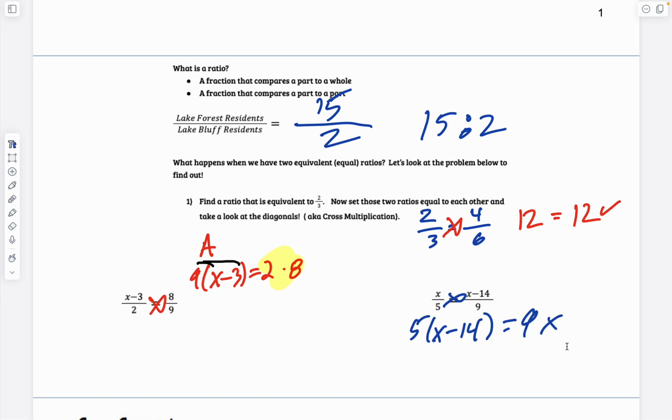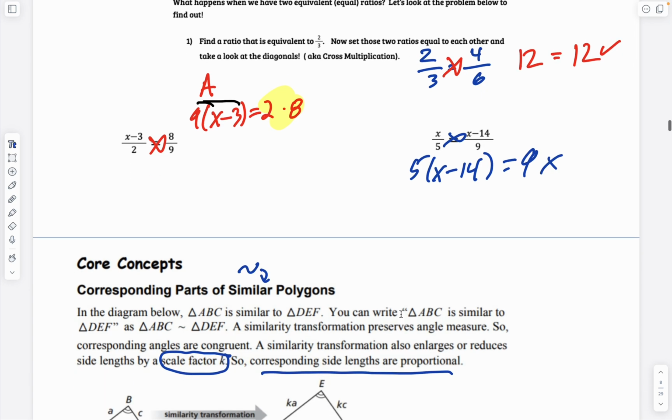Same idea here, another cross multiplication. 5 times x minus 14 equals 9 times x, or 9x. Okay, we're going to skip those.